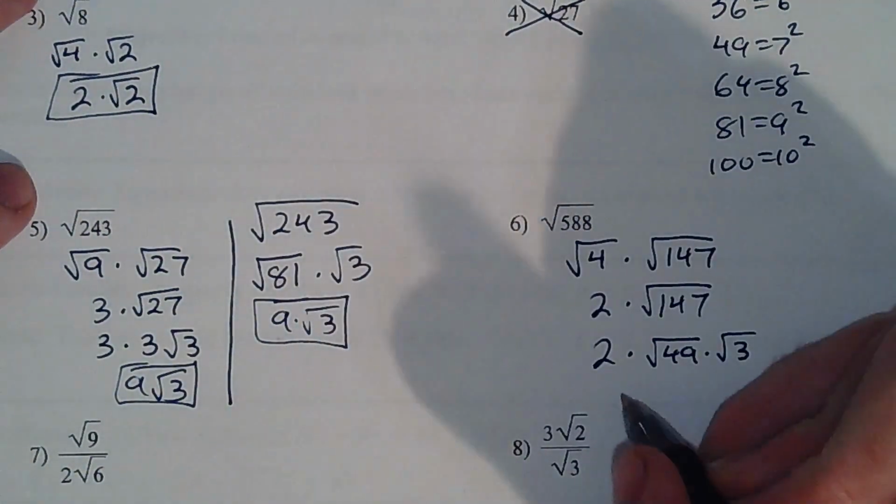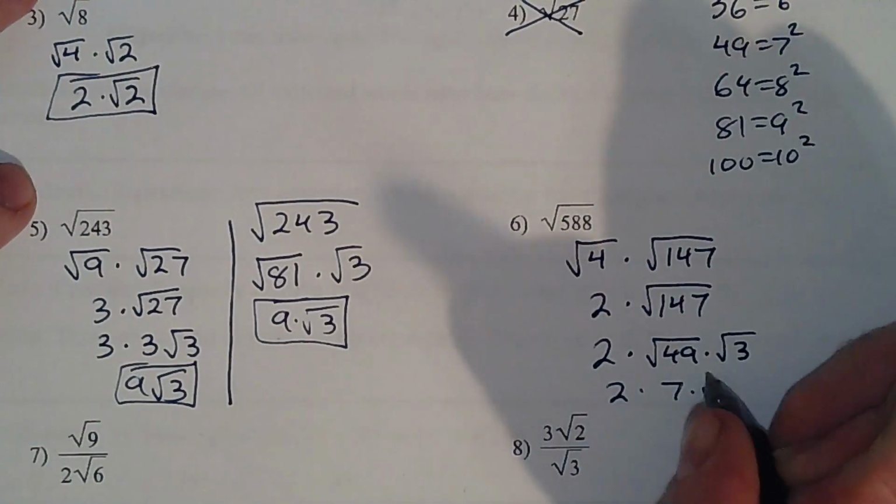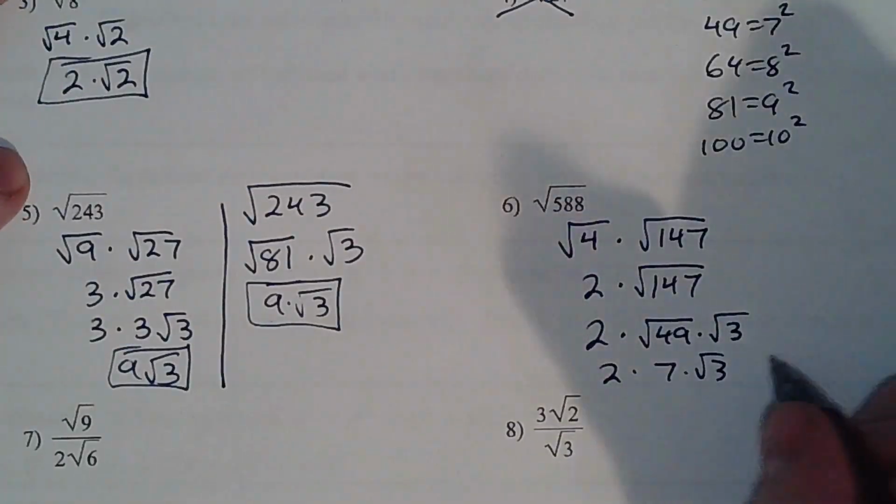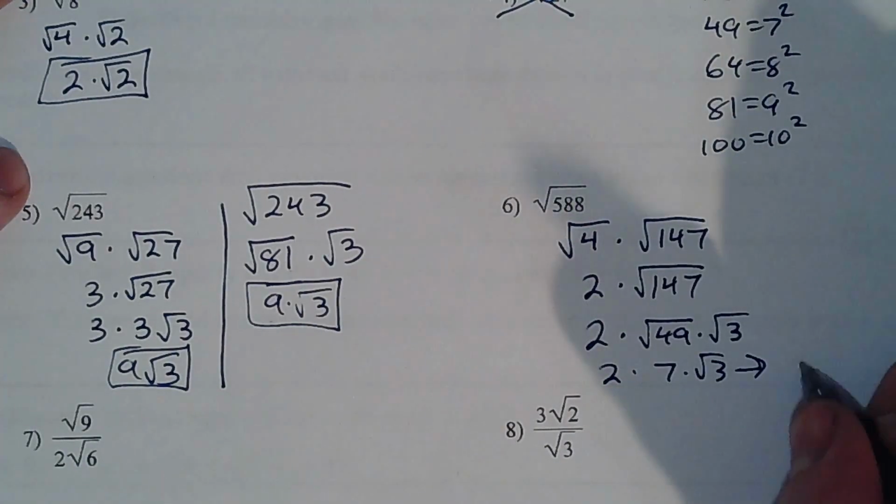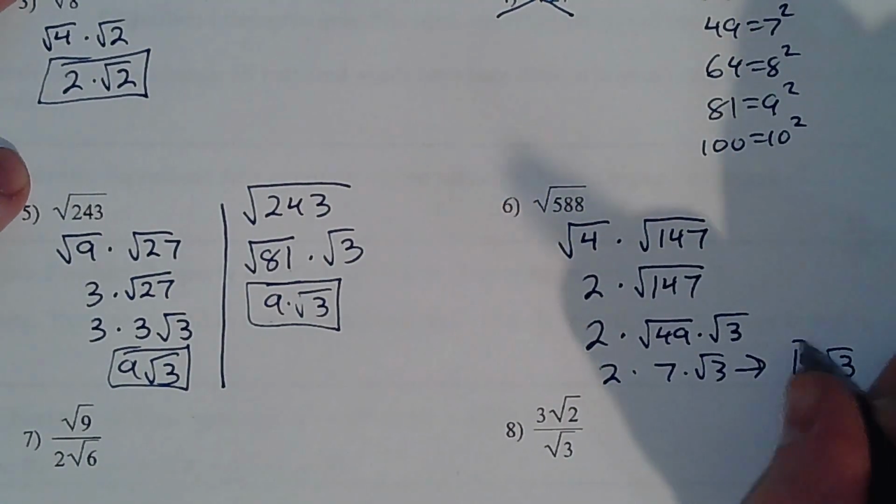So 2 times the square root of 49 is going to be 2 times 7 times the square root of 3. I'm running out of room here, so I'm going to have to move over to the right. But my final answer is 14 square root of 3.